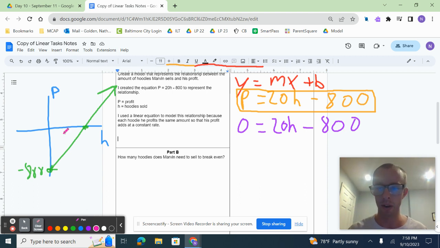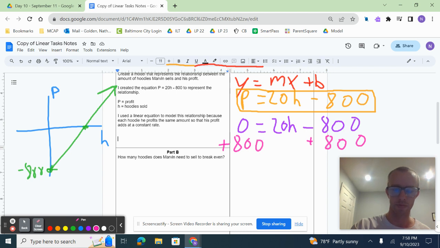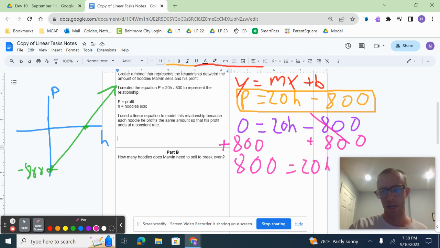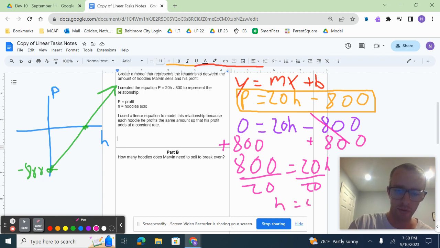Again, it's very important that you know how to solve these equations. I add 800 to both sides. These cancel. I get 800 equals 20H. Divide each side by 20. Now, I know I can do this math in my head. It's H equals 40. So it's 40 hoodies.